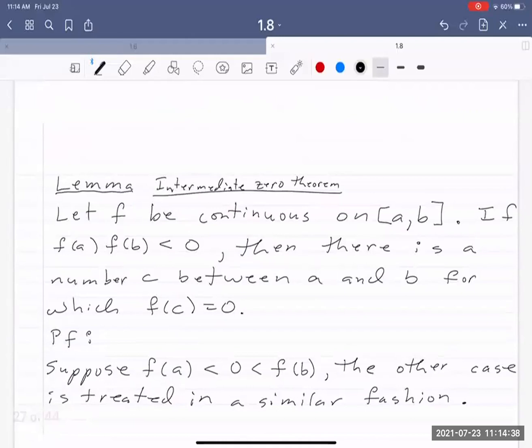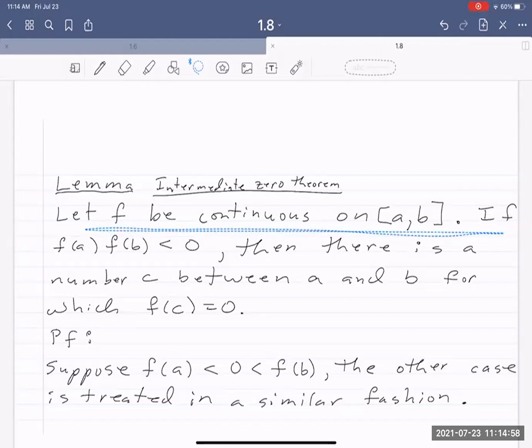So with that, I will state the intermediate value theorem, and then next time I will prove it. We only have 6 minutes. So let f be continuous on the closed interval [a, b].